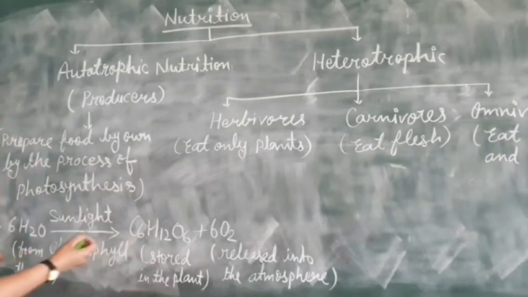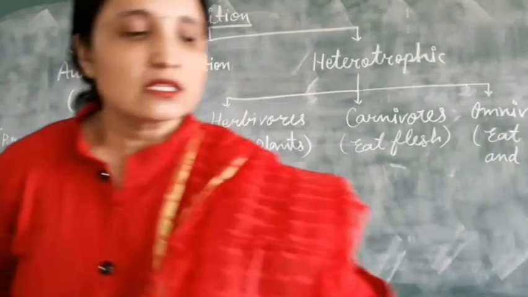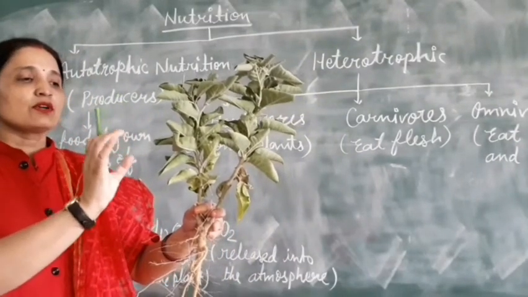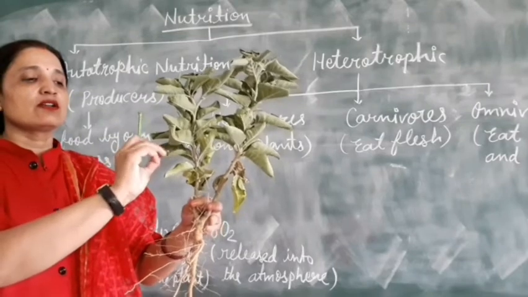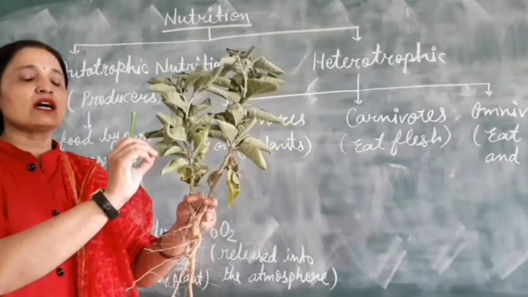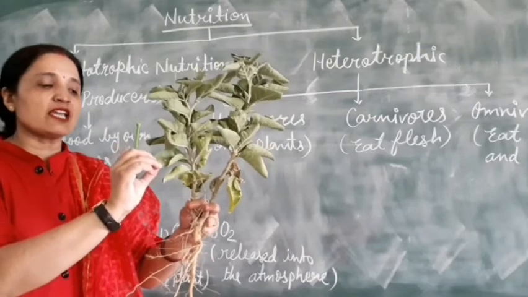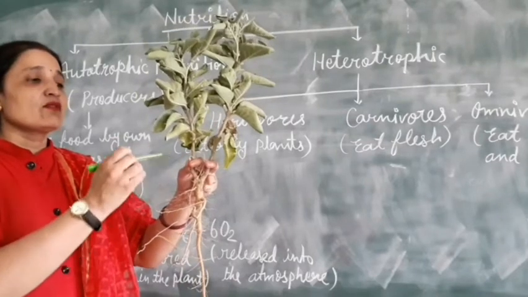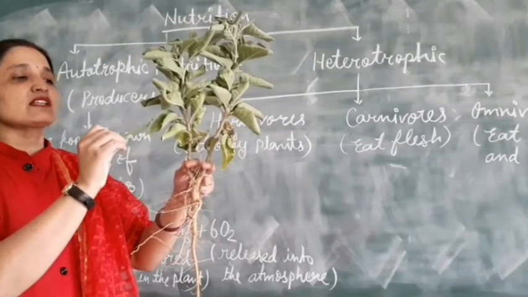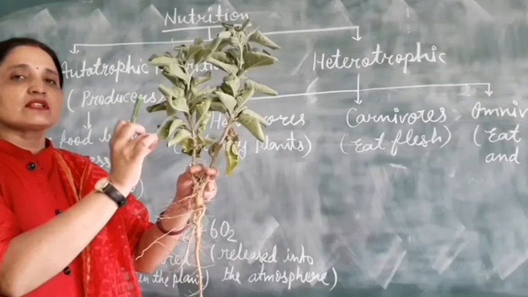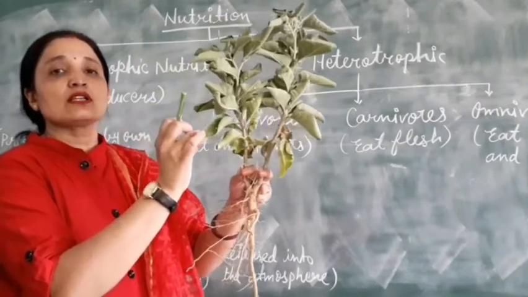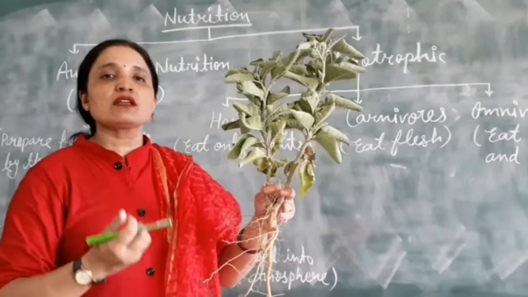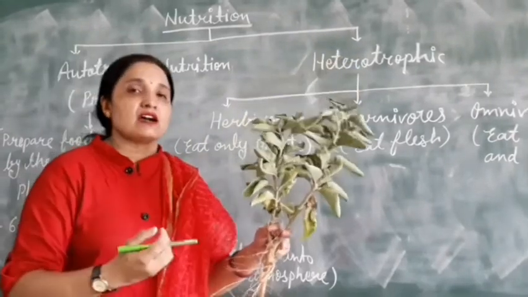Photosynthesis means, plants. Suppose this is the plant, how are they preparing food? First of all, they are getting sunlight, which is coming from the sun, absorbing sunlight through the leaves. They are absorbing water through the roots. Then water reaches through the stem inside the leaves. In the leaves, there are minute pores, stomata, and through the stomata, plants absorb carbon dioxide from the air.